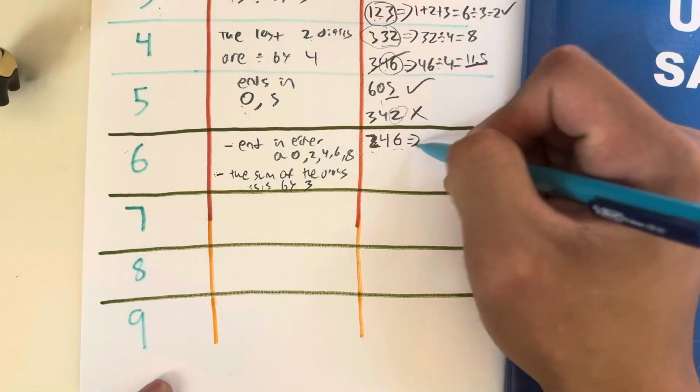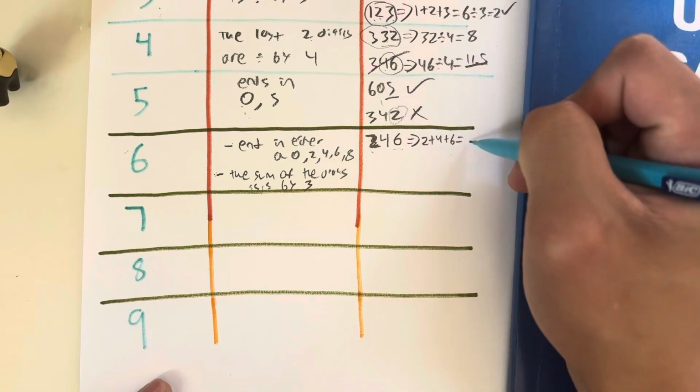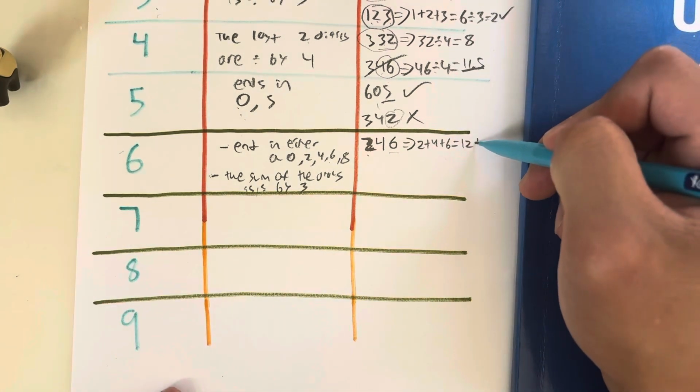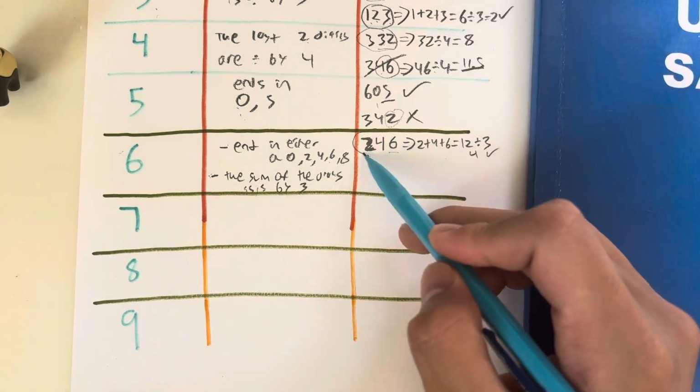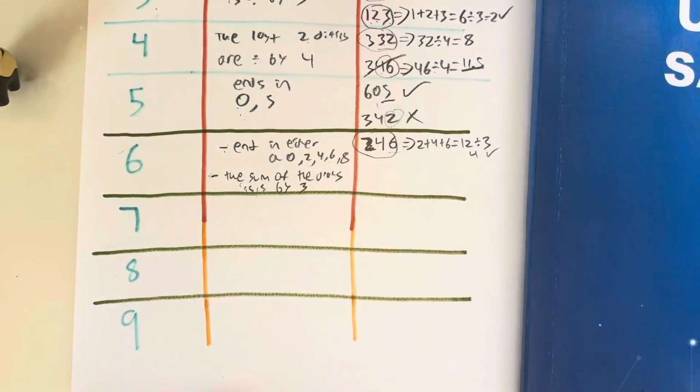What's 2 plus 4 plus 6? That's going to give us 12. And 12 divided by 3 gives us 4. So that perfectly works out. So it means this number right here does work because it checks both these boxes.